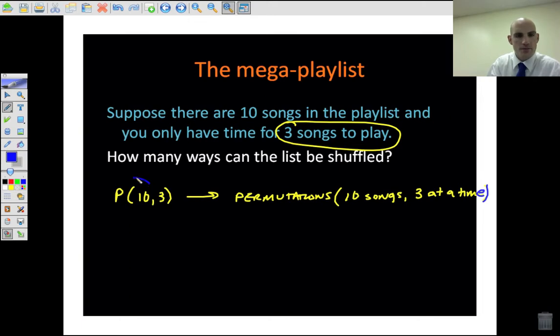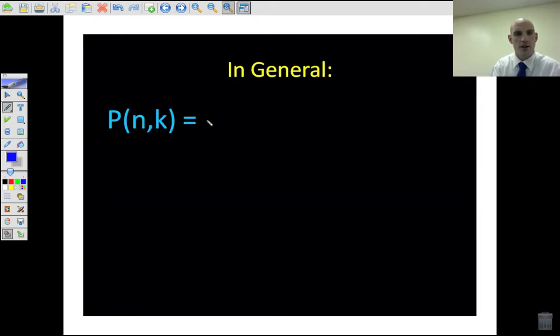And this P with the parentheses and then the 2 numbers is really this: P of n, k, which is going to be the number of objects, k at a time.